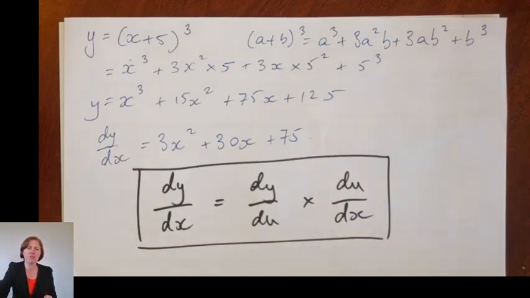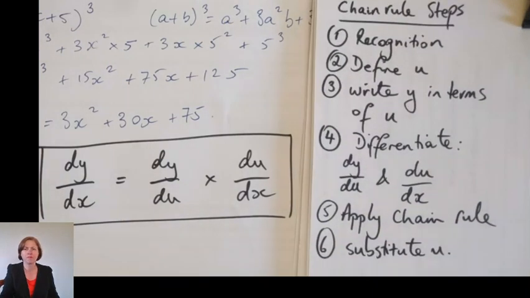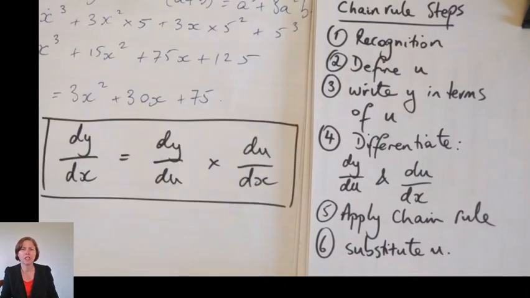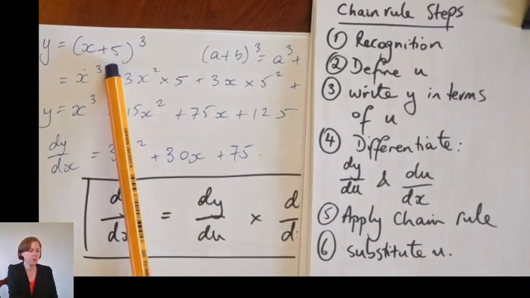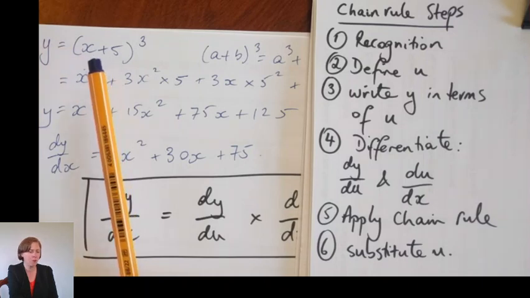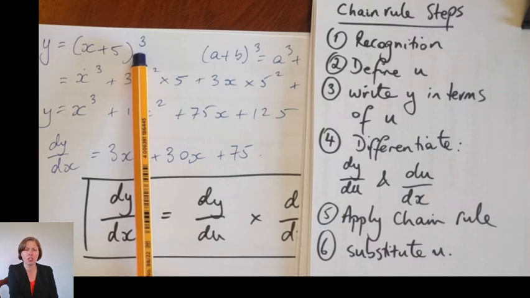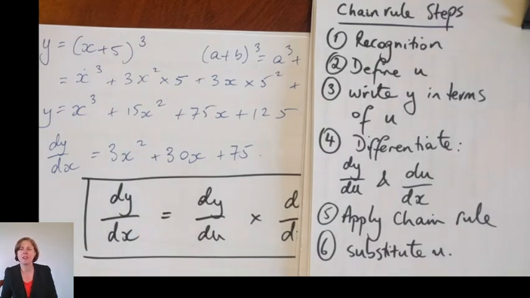So first of all, I have some key steps to finding the chain rule. The first step is recognition, and I've already talked about that. If I look at this example, x plus 5 cubed is a composite function because I have one function, x plus 5, which then has another function done to it, which is the cubed. My second step is I have to define u.